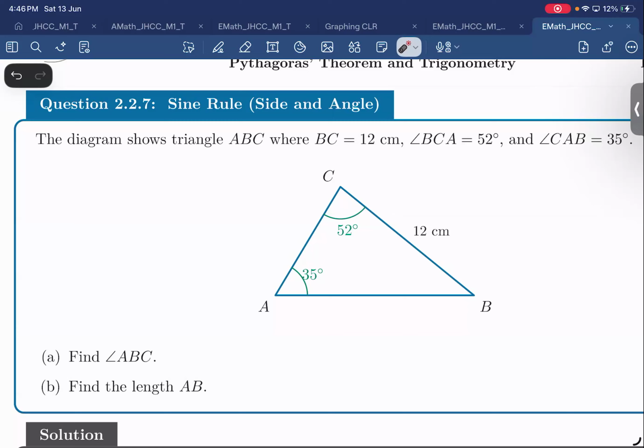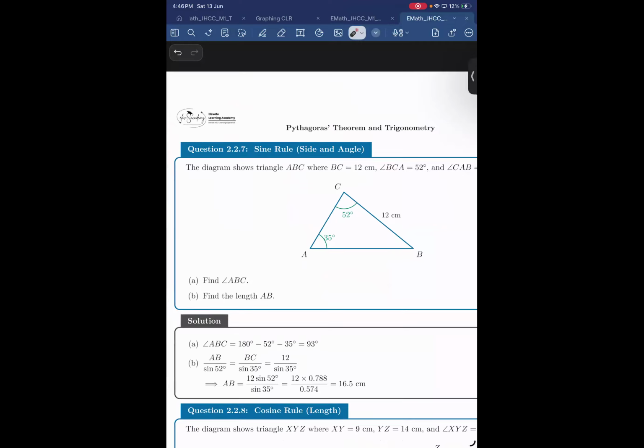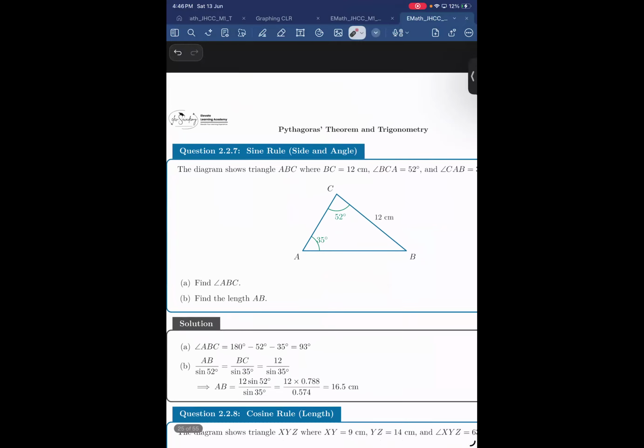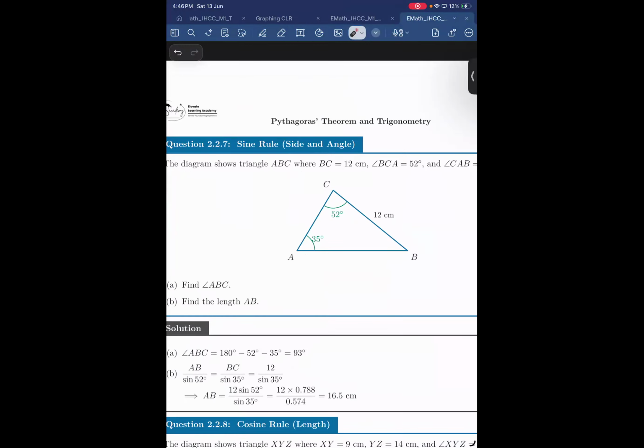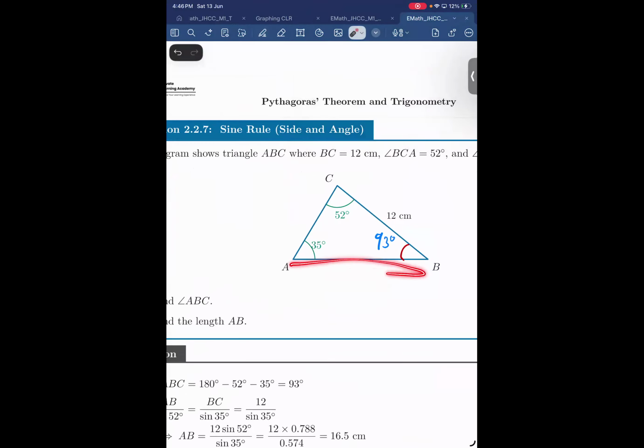So let's see, find angle ABC. Angle ABC of course is very easy to find, right? It's just going to be 180 minus the other two angles. So it's 180 minus 52 minus 35. So it's 93 degrees. Then let's find the length AB. Length AB means this side here.